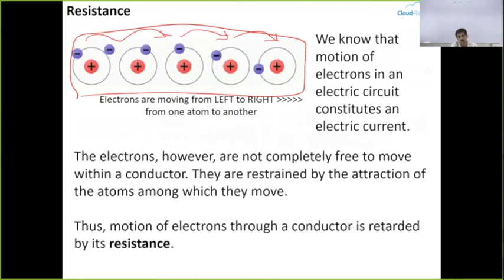When I gave you Ohm's law, voltage is equal to R multiplied by I. The R, which is resistance, is caused by the resistance offered by a conductor to the flow of electrons. The motion of the electrons through a conductor faces certain resistances. It is impeded, and that is called the resistance of a circuit.